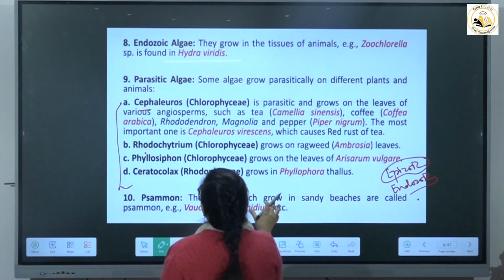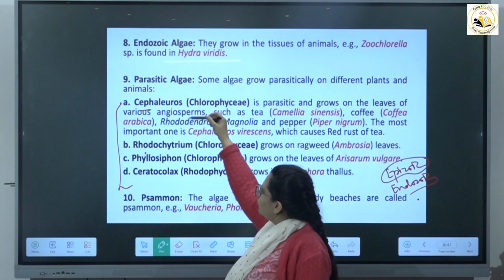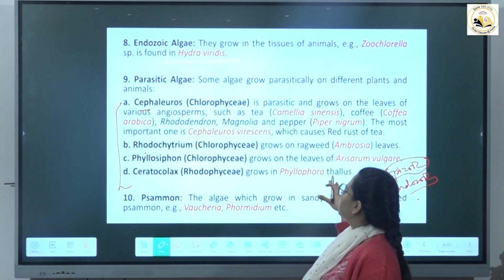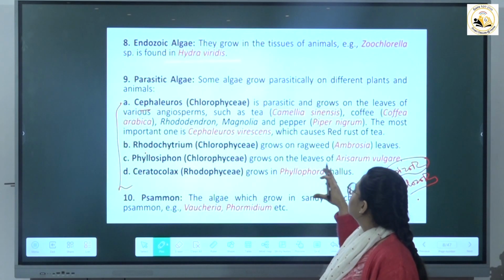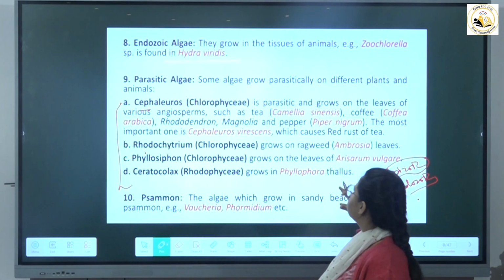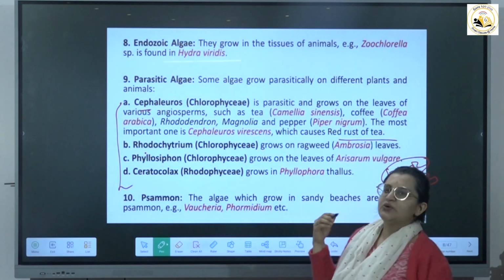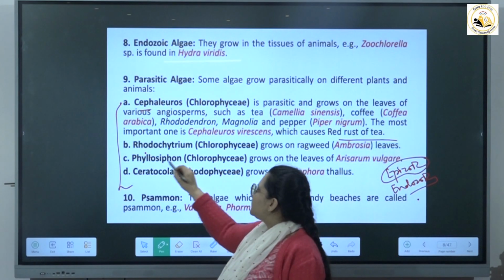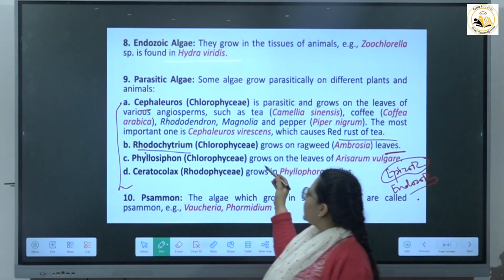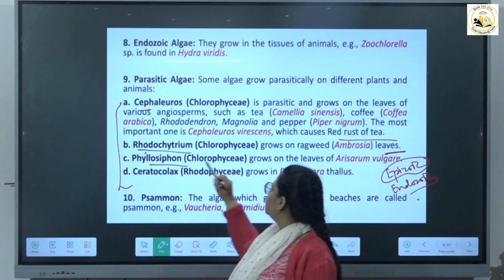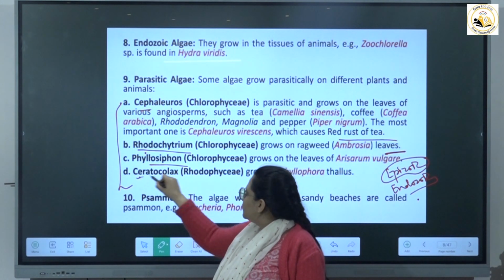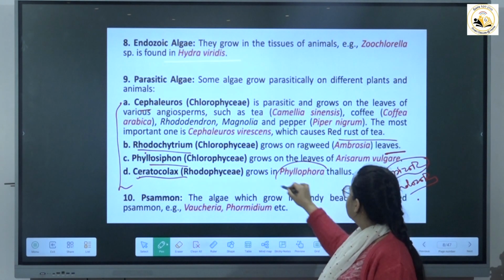If we talk about the four types, the first one is Cephaleuros, which is parasitic and grows on the leaves of various angiosperms like tea, coffee and pepper, Piper nigrum. Most important is Cephaleuros, which causes red rust of tea. Next is Rhodochytrium, which grows on ragweed leaves. The next one is Phyllosiphon, which grows on leaves, and the last one is Ceratocolax, which grows in the Phyllophora thallus.